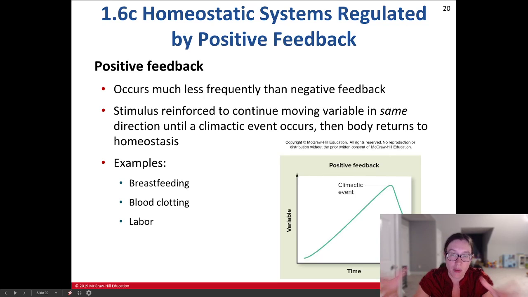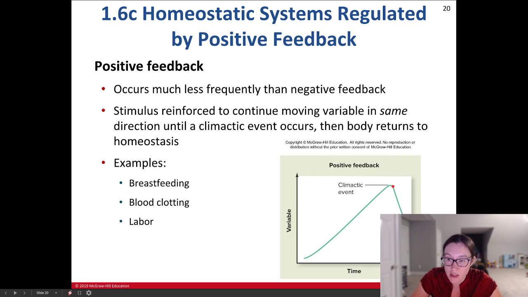Because we want the baby to be born. We don't want the body to say, oh, I'm going to stop contracting. Because if that happened, the baby would still be in the uterus, and the baby wouldn't be expelled into the world. And we don't want that to happen. We need the baby to be born. And so with this positive feedback mechanism, we're going to keep that uterus contracting, and the cervix is going to be stretching and dilating until parturition, until birth happens and the baby is expelled.